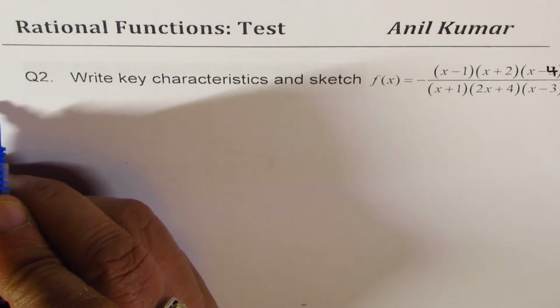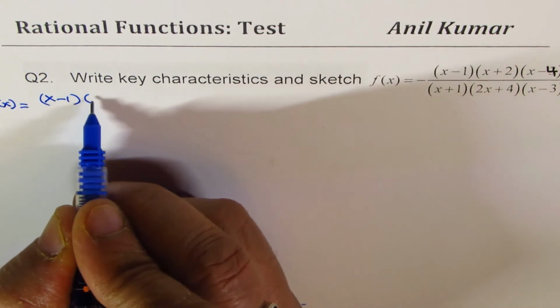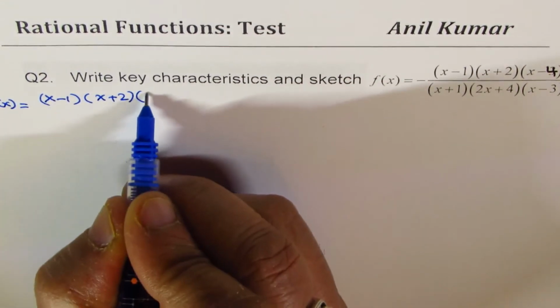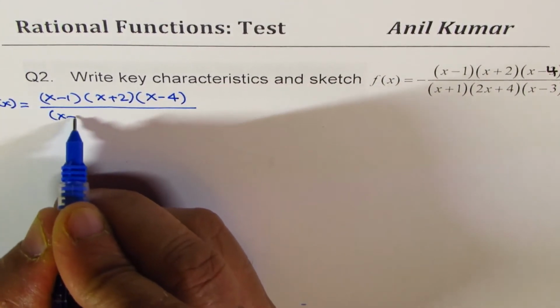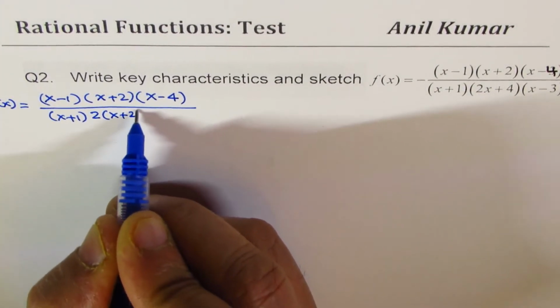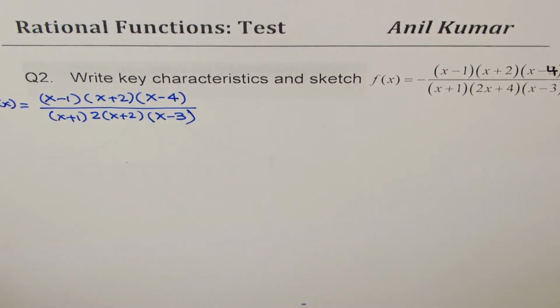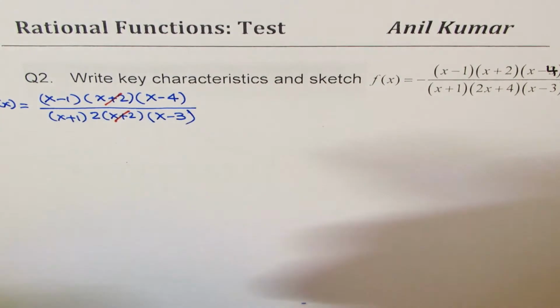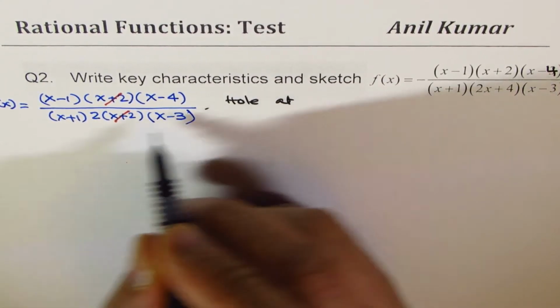So let me rewrite this function. We can write this function f of x as equal to x minus 1 times x plus 2 times x minus 4 divided by x plus 1. I'm taking 2 common from this factor, so I get 2 times x plus 2, and the last factor is x minus 3. So we have a hole at x equals to minus 2. That gives you a hole at x equals to minus 2. Okay, so first thing we consider here is a hole at x equals to minus 2.